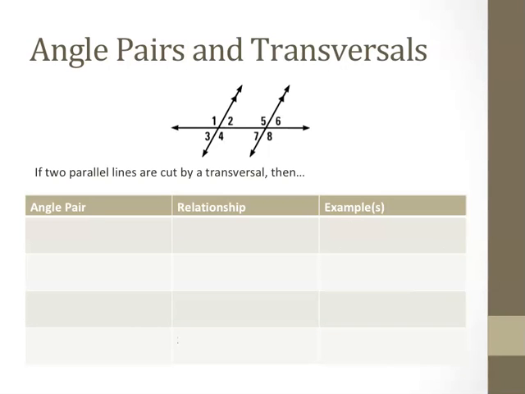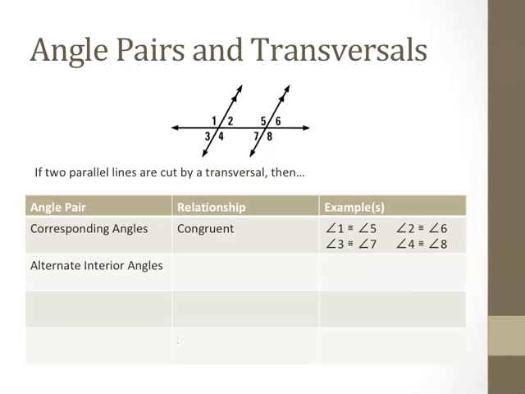Let's continue with angle pairs that we talked about last time as they relate to transversals. So now if we have two parallel lines that are cut by a transversal, which is not always the case, but if they are parallel lines, then you know that corresponding angles are going to be congruent. So for example, angle 1 and angle 5 are congruent, angle 2 and angle 6 are congruent, 3 and 7 are congruent, and 4 and 8 are congruent.